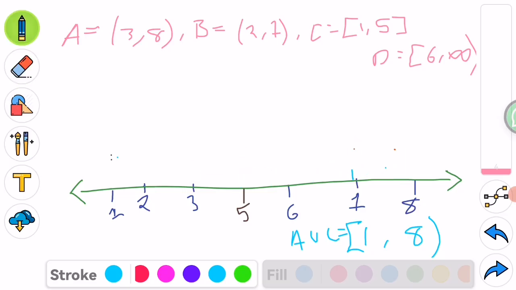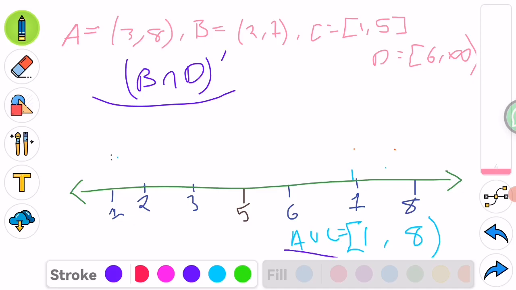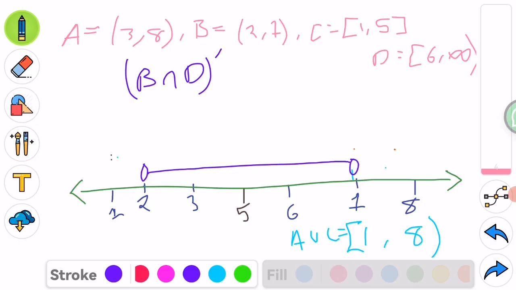Alright, so next up we can find the second part of the question, which was the B intersection D complement. Okay, so we need to find this set, and then after we find that, we just need to find the intersection between this and this down here. So to do that, what is our B? Our B starts at 2 and ends at 7, hollow dots, connect them. Our D starts at 6 and then goes all the way up to infinity, but notice it's a closed bracket, so it's going to be shaded really much like that.